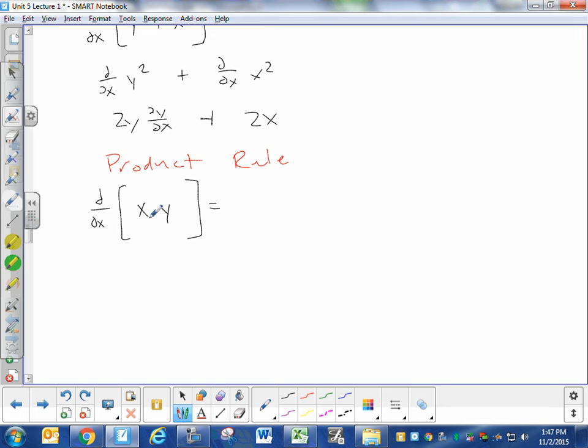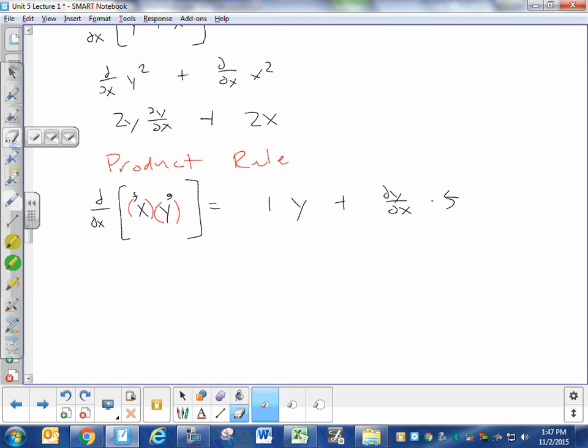So let's see what the derivative of x times y really is. Remember, we will denote the first one as f, the second one as g. I'll take the derivative of f, which is 1 times g, plus the derivative of g. The derivative of y we know is just dy dx, times f, which is x. Okay, a little bit more intense than just y.